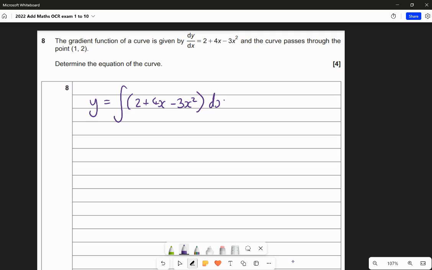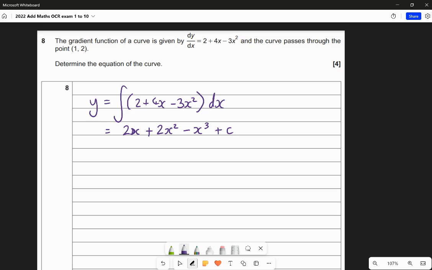with respect to x. What that gives us: 2 integrates to 2x to the power of 1, because it was 2x to the power of 0, and it's increased to the power of 1, and we divide by 1, so it just becomes 2x. 4x becomes 4x squared divided by 2, which is 2x squared. And minus 3x squared becomes minus 3x cubed divided by 3, which is just minus x cubed. And we also have a constant that we don't know. Okay, so y equals that.